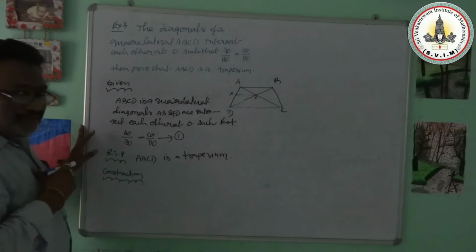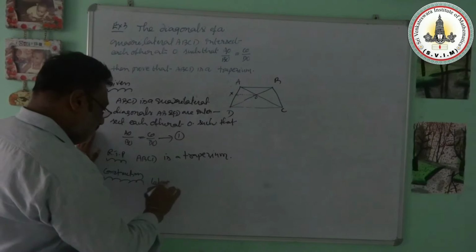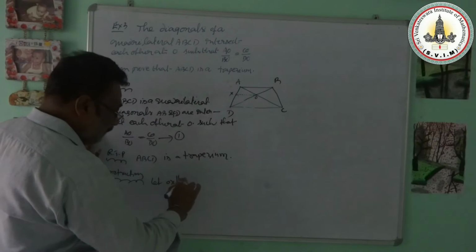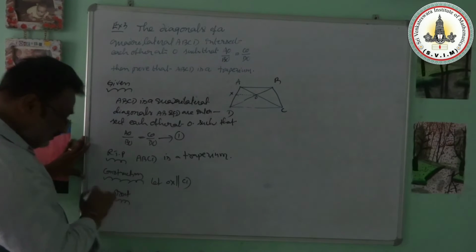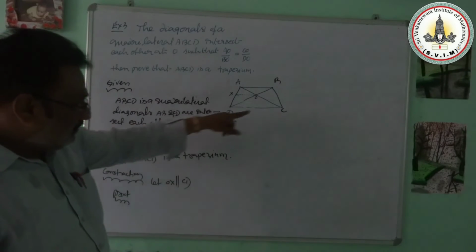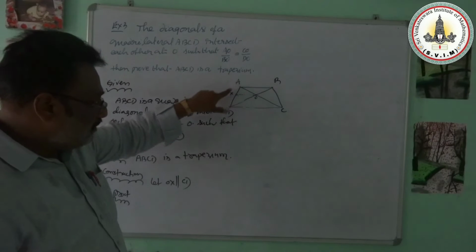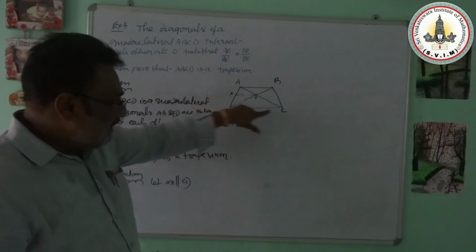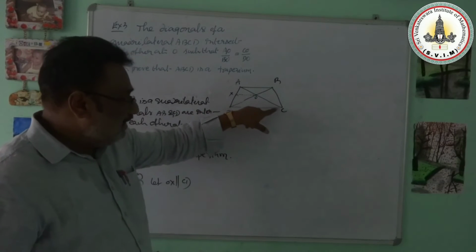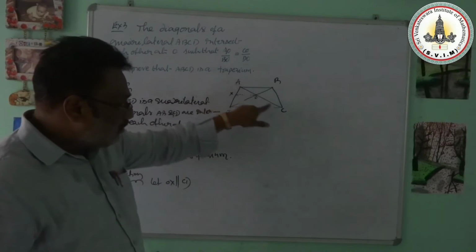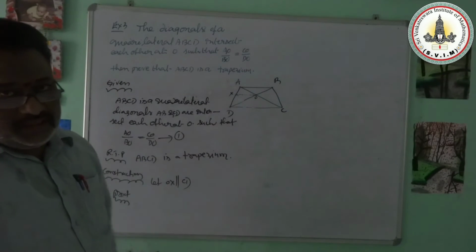Additionally, the information which you add to the given part is nothing but construction. Let OX be parallel to CD. Now you need to come to the proof. Here OX is parallel to DC, so you need to consider triangle ADC. In a triangle, if a line segment is parallel to any one of the three sides, then the line segment divides the remaining two sides in the same ratio. This is the basic proportionality theorem.